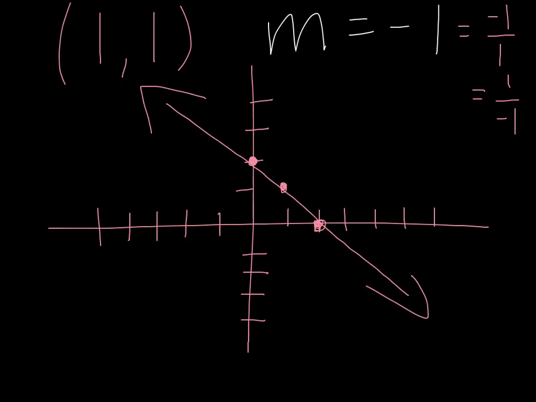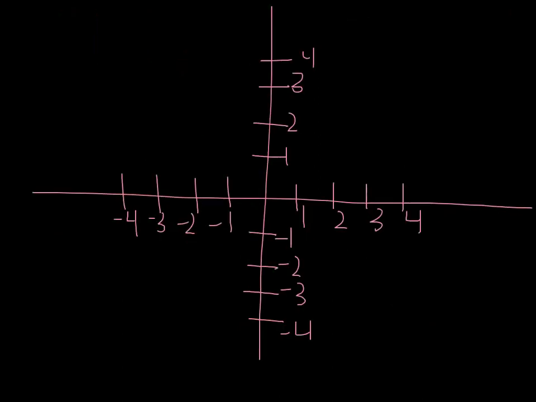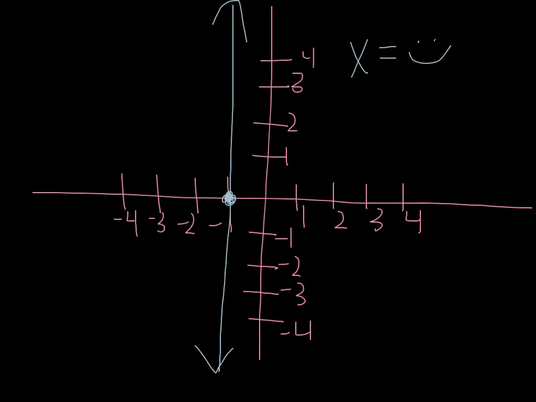I mentioned earlier that there are lines where the slope would be undefined. These are called vertical lines. A vertical line looks something like this. In order to find the equation of a vertical line, you find the x-intercept, the point where it crosses the x-axis. So let's say that your x-intercept would be here. The equation for this line would be x equals whatever your x-intercept is. In this case, it would be x equals -1.